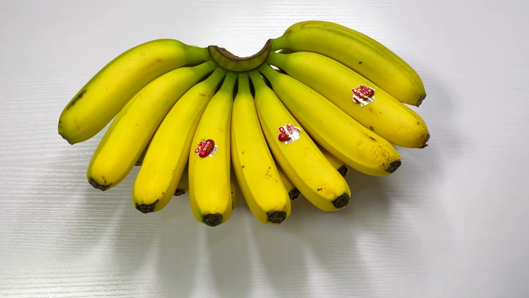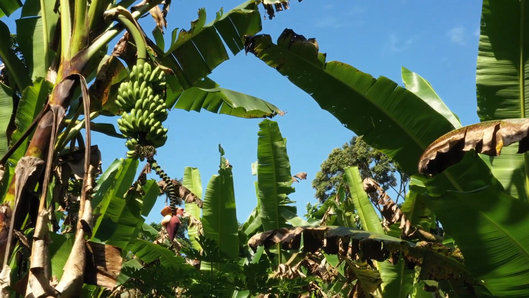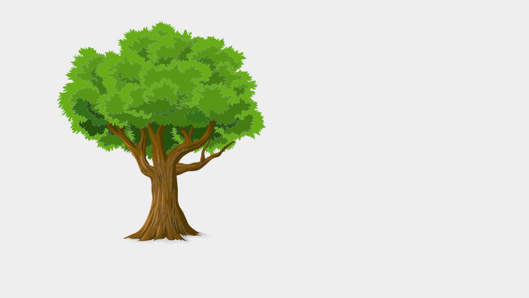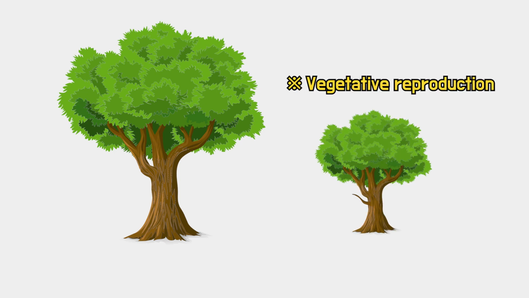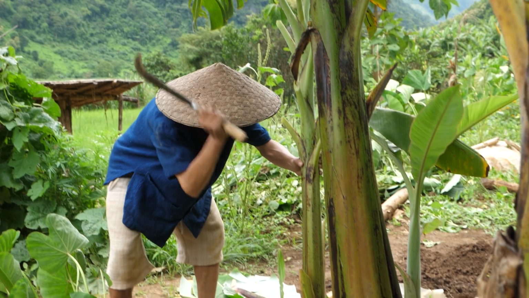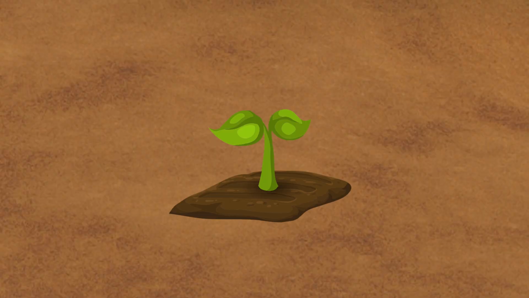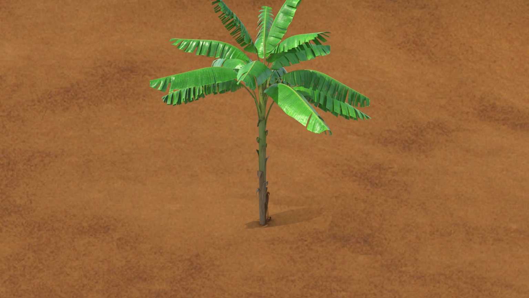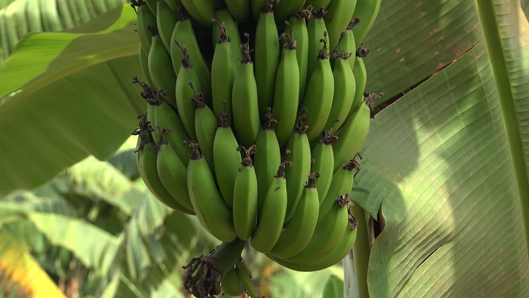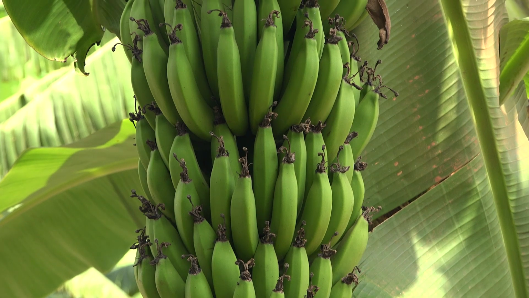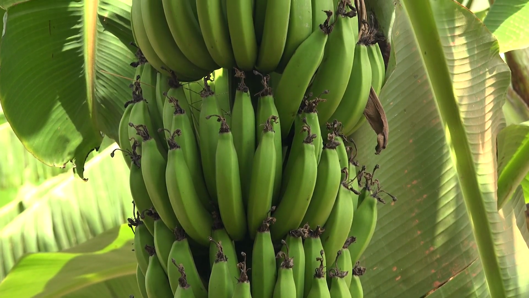However, not having seeds means they can't create offspring. So, how does this banana avoid extinction? Fortunately, plants have a way of reproducing beyond seed production, called vegetative reproduction, where a severed part of a plant grows into a new individual. So, by cutting and transplanting suckers that grow from the underground stem to another location, they can grow into new individuals. Thanks to this method of reproduction, seedless bananas can continue to be cultivated without going extinct.